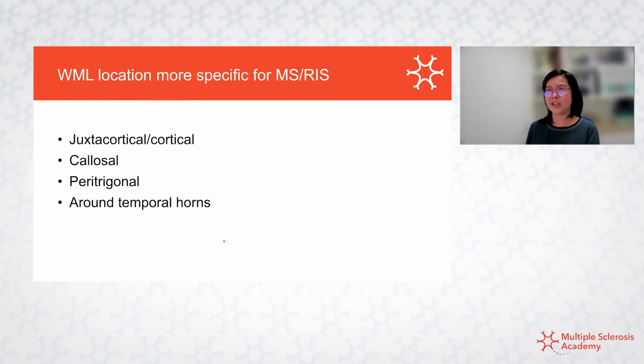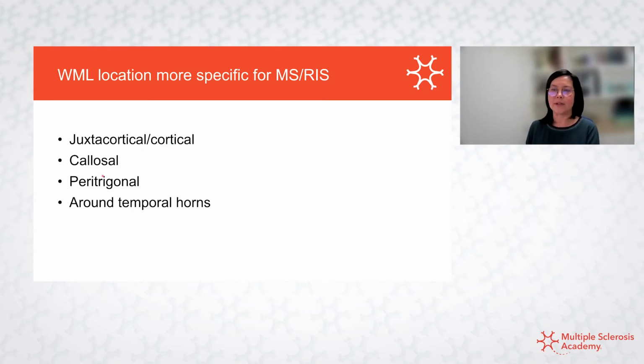So the locations that most people use, that are very specific for MS, are juxtacortical and cortical lesions. There are not very many other conditions, possibly PML, progressive multifocal leukoencephalopathy, that starts in the juxtacortical white matter, but otherwise there are not very many other processes which give you juxtacortical and cortical lesions.